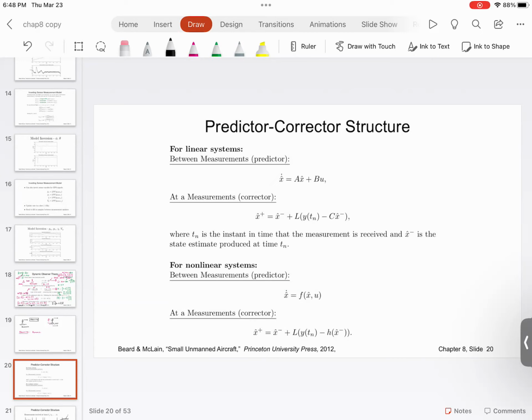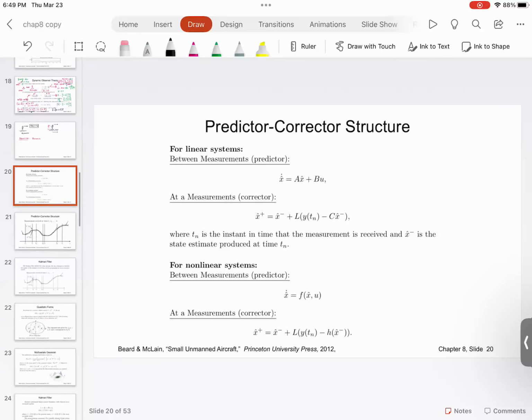For nonlinear systems, if you have an equation which involves nonlinearity, instead of propagating the linear equation, which is x dot equals ax plus bu, I would propagate the nonlinear equation. And at the end, this logic remains the same: predict, correct, and hopefully that correction is very close to the estimation. Everyone understood this? This is the crux of the Kalman filter.